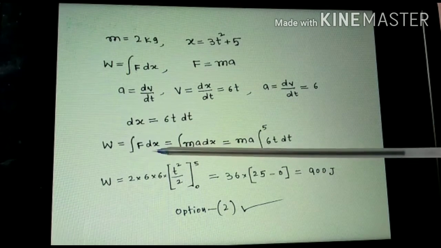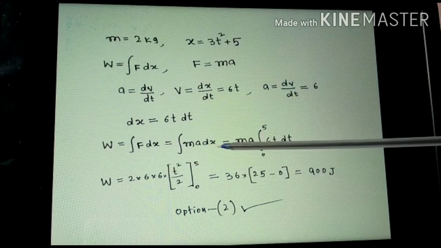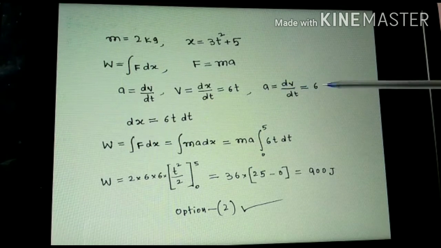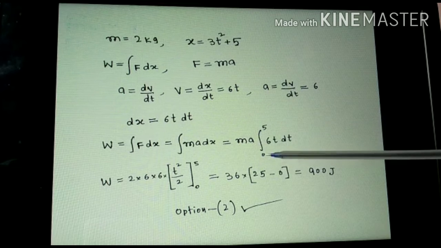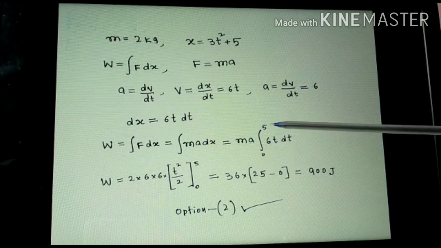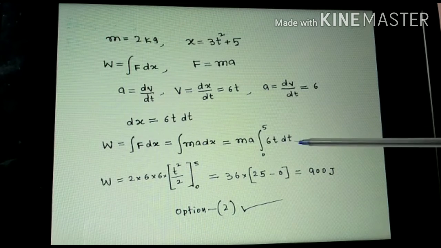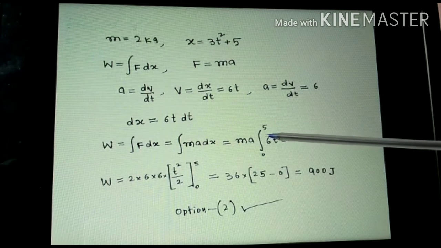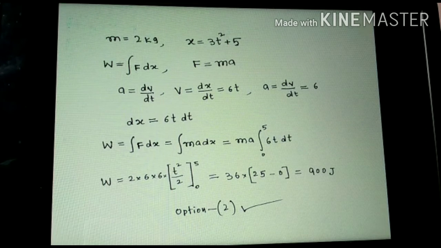So W equal to integration of F dot dx, F equal to ma, m into a, where a equal to 6 you got, no? So a is constant, so I can take it out of the integration. So ma into integration from 0 to 5 seconds, because it is the first 5 seconds. So the lower limit is 0, upper limit is 5. So dx is equal to 6t into dt. Now I brought the entire equation in terms of time t. So W equal to ma into integration of 6t dt, limits 0 to 5.